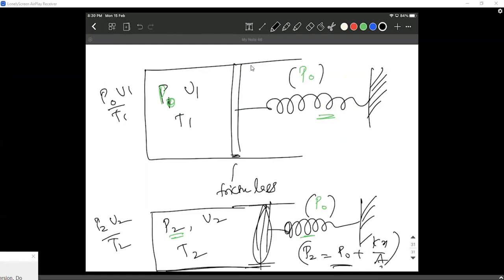P naught, even like can it come from the bottom, constant, right, sir? Beta, so P naught can come from the bottom also. Okay, okay, sir. Yeah. Now another thing.